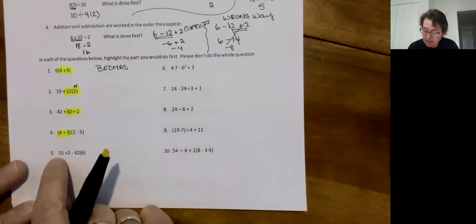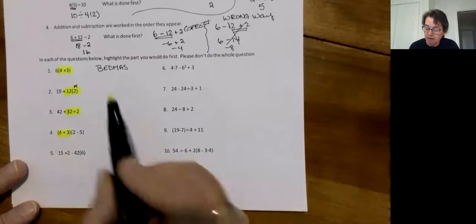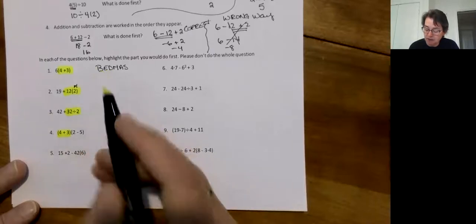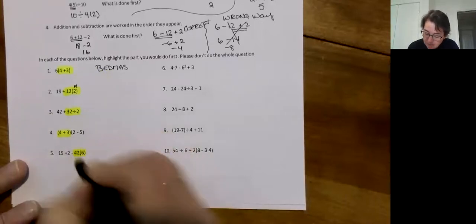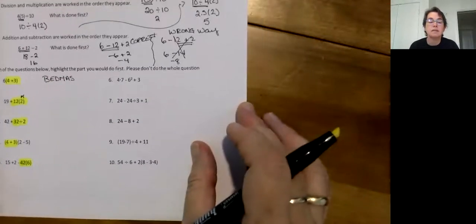We got next one, 15 plus 2 minus 42 times 6. All right, so no brackets, no exponents, no division, we got multiplication. And there we go. Okay, let's try this out.